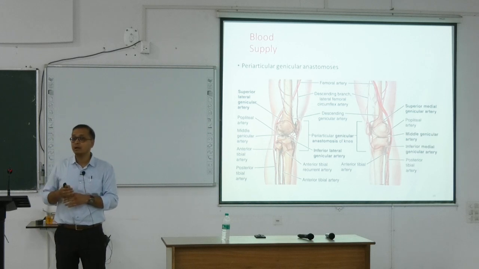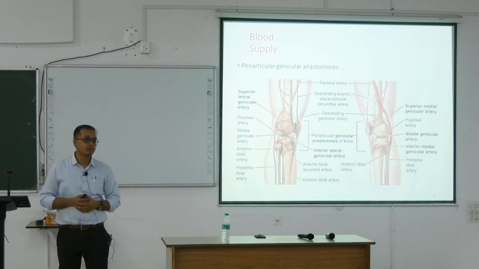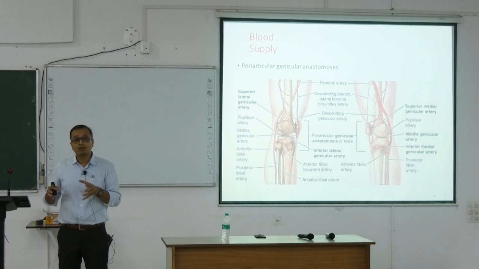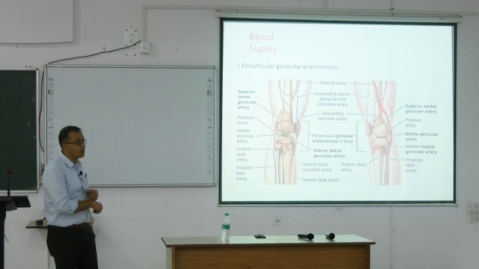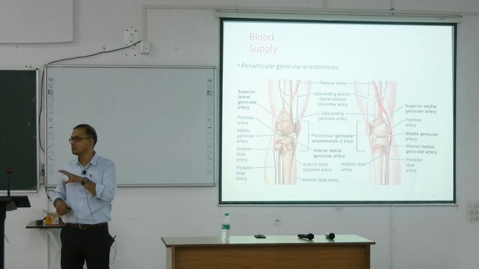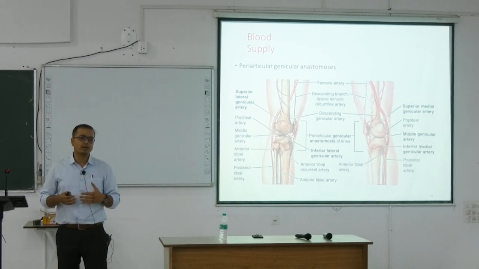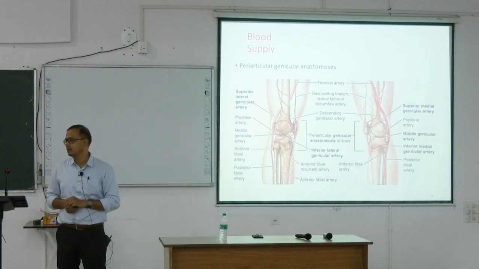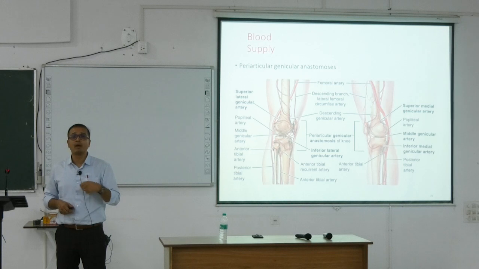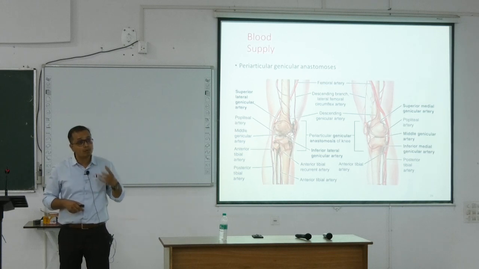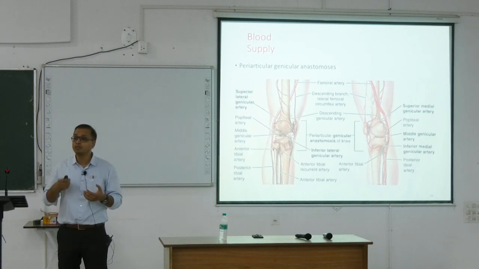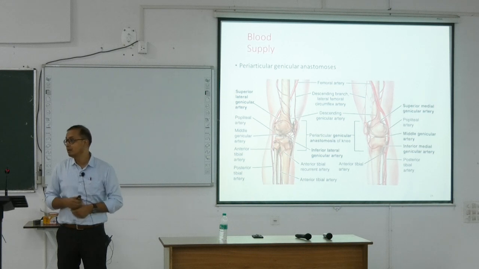So during that time, you need some blood circulation, and that blood circulation comes through the collateral branches. That's why these collateral branches matter. Every joint has these collateral branches existing. Now, why is it important in the knee joint? Because this is the most common joint which goes on bending and unbending. That's why this joint matters a lot.